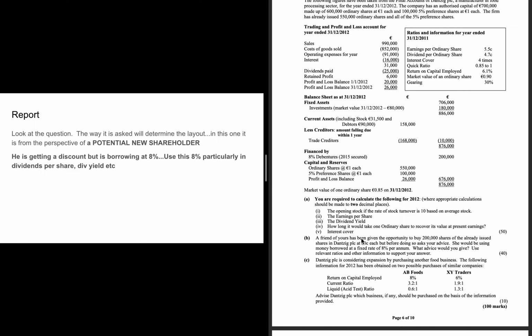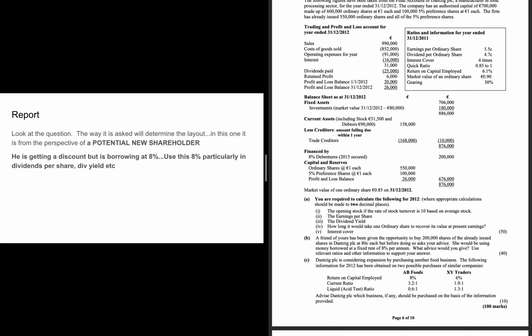A couple of things to note: he's getting the shares for 80 cents, and the current share price is 85. The other thing to note is that he's borrowing at 8%, and we need to focus on this 8% as we do the question. So, usual process, follow through from profitability down to sector, and then remember what extra one you have to put in depending on what you're being asked. So if it's loans, you put in your security and fixed assets.